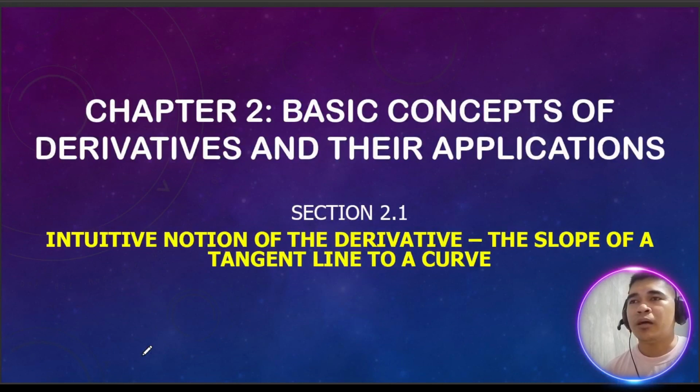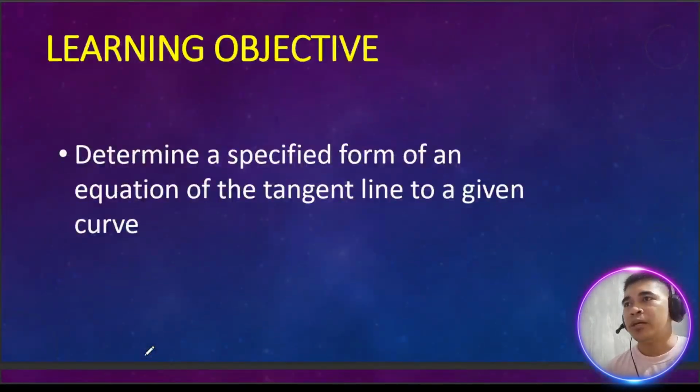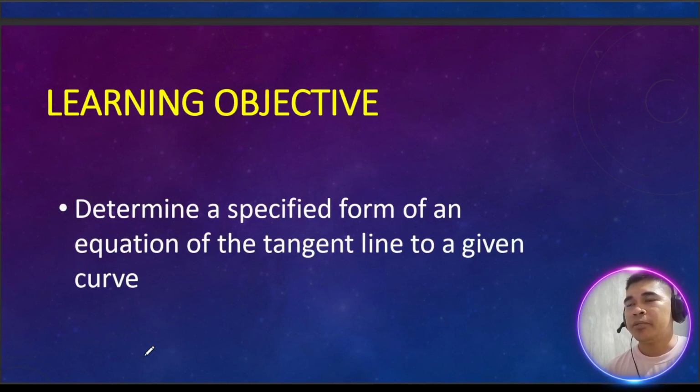So let's start with our first topic in our chapter 2 discussion. It talks about the intuitive notion of the derivative. And to be specific, we're going to talk about the slope of a tangent line to a curve. We have the learning objective: determine a specified form of an equation of the tangent line to a given curve. So we need to determine the specified form of an equation. It talks about the tangent line to a given curve.